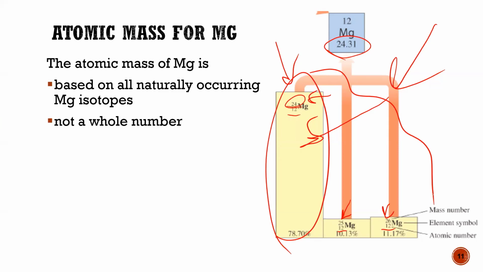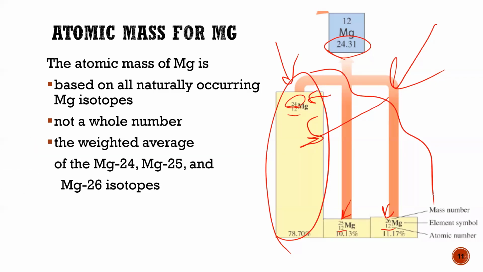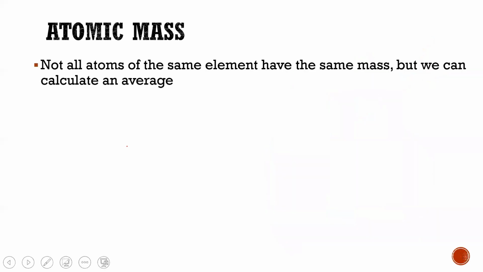So that's why you got those goofy decimals on the periodic table. Those aren't typos. They're taking into account relative abundance, or another way of thinking of it, the percentage of that isotope being found in nature, right? So it's a weighted average. So not all atoms of the same element have the same mass, but we can still calculate the weighted average based on their relative abundance.